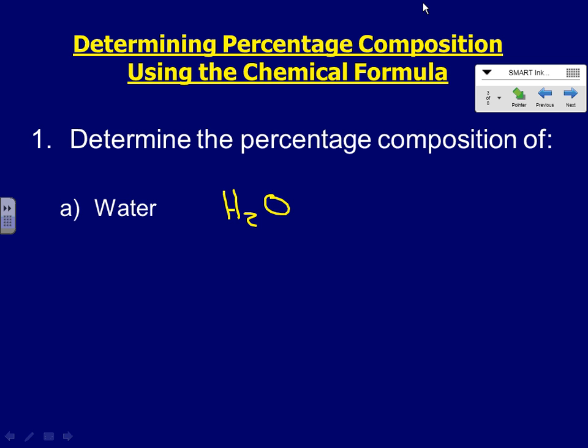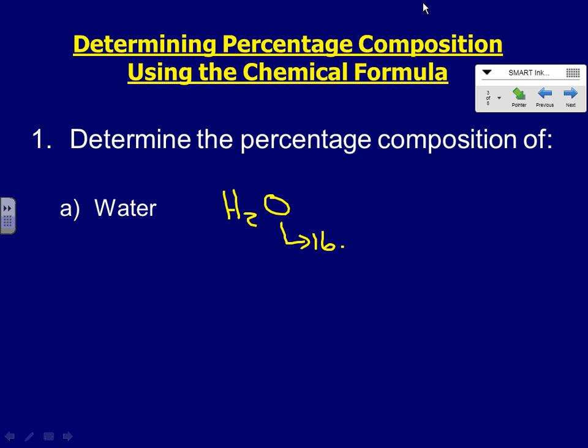If I want to find a percentage by mass of water, what am I going to need on the bottom of my percentage, or the bottom of my fraction? Yep. Not 100% necessarily. It's going to be times 100, but what needs to be on the bottom of that fraction or that ratio that I'm calculating? The total mass. That's the first thing we need. Let's get the total mass.